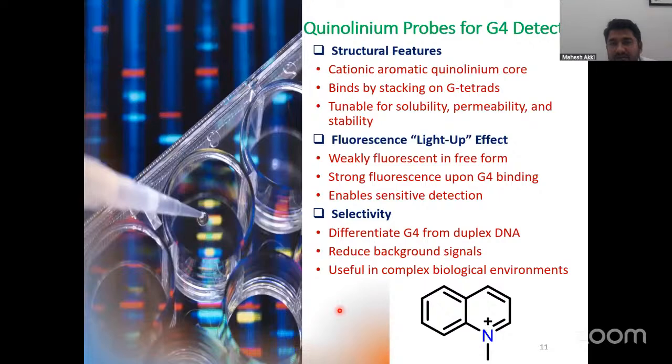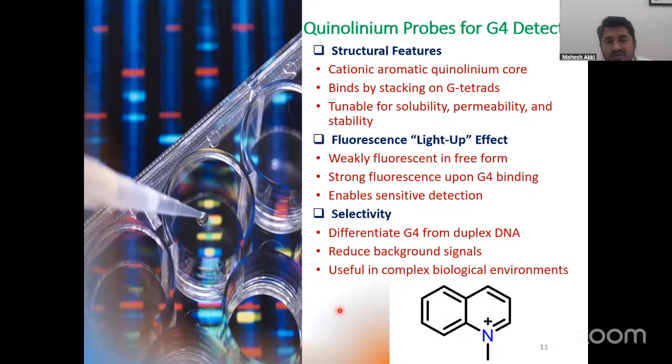So coming to quinolinium probes for G4 detection. In our work, we have used quinolinium-based probes for the detection of G quadruplexes. Among the many fluorescent tools available for studying G quadruplex sequences, quinolinium-based probes have attracted attention due to their salient features like strong binding affinity, selectivity, and excellent photophysical properties.